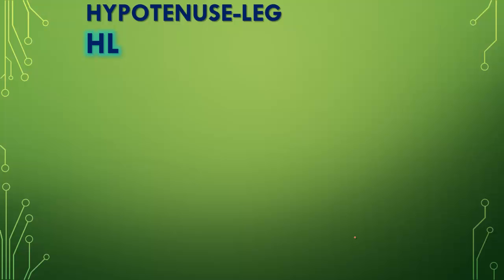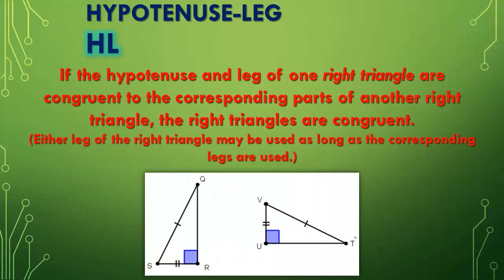Okay, you have to remember one thing about this: it only works if you're given that the triangle is a right triangle, meaning it has a right angle in it. So if the hypotenuse and a leg of one right triangle are congruent to the corresponding parts of another right triangle, then the right triangles are congruent. So we've got the right angle, this leg, and the hypotenuse. The hypotenuse is the longest side of a right triangle, the side that is opposite the right angle.